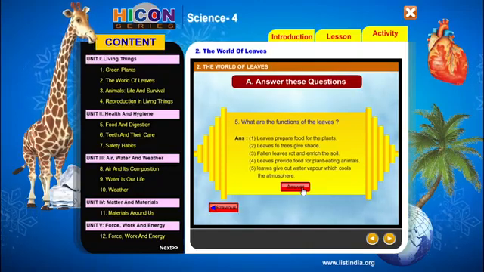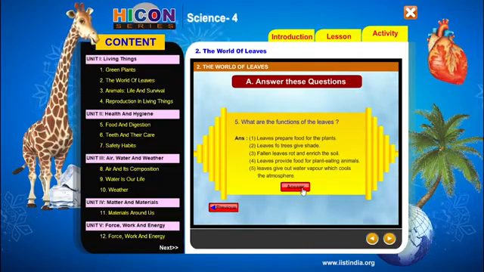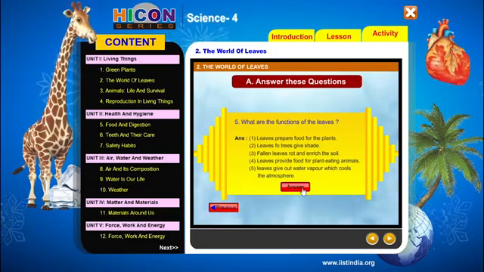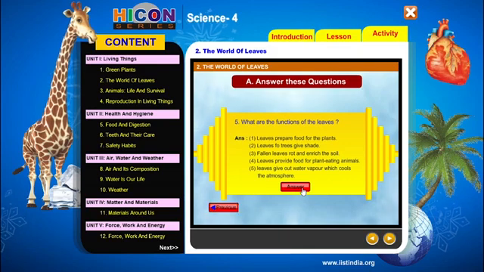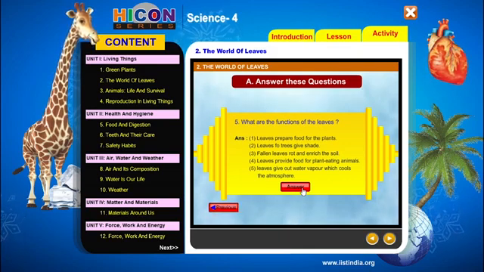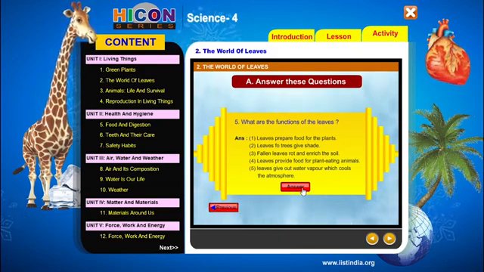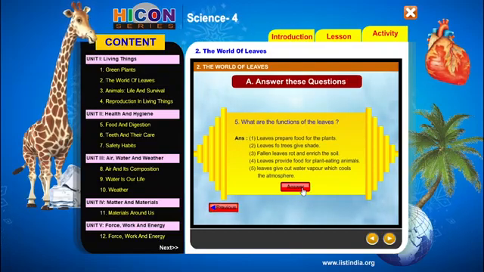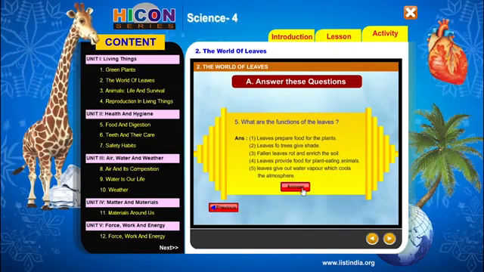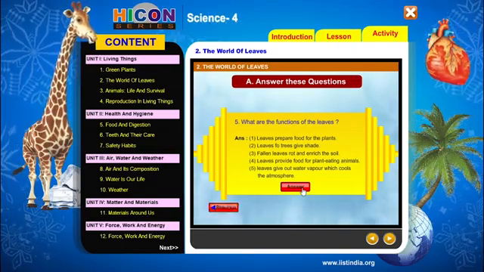And the third one is fallen leaves rot and enrich the soil. Children, some plants will lose their leaves to prevent the loss of water, and the fallen leaves rot and decompose and make the soil very rich in humus. So this humus soil helps the plants for healthy growth. So this is also a function of the leaves.